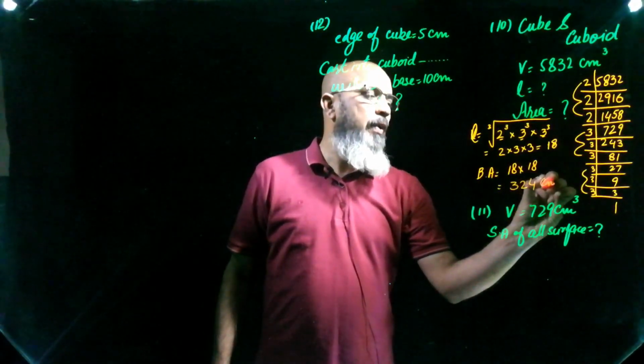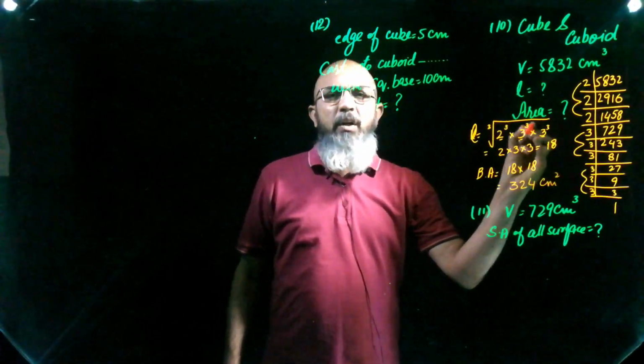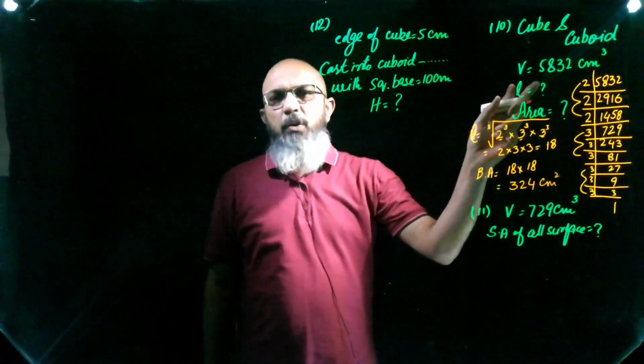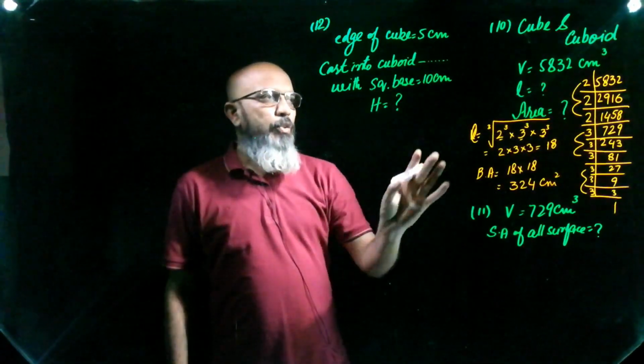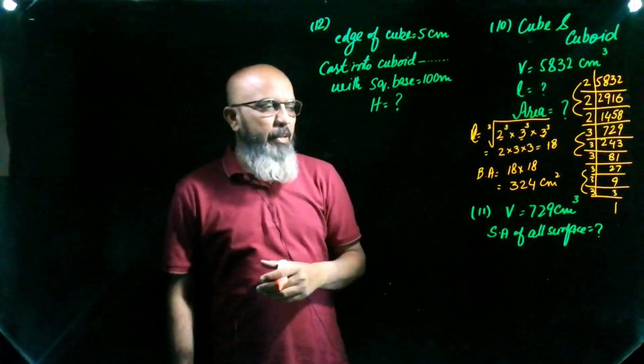And what is the unit of area? That is square. And what is the unit of volume? That is cube. So I hope you understand. Now come to the next question.